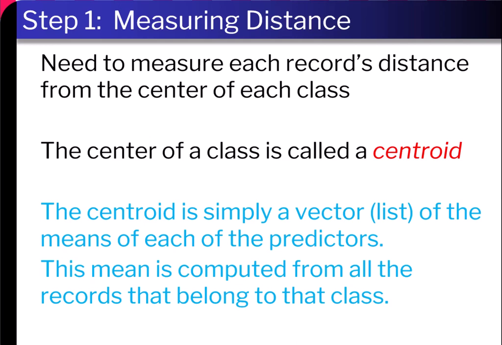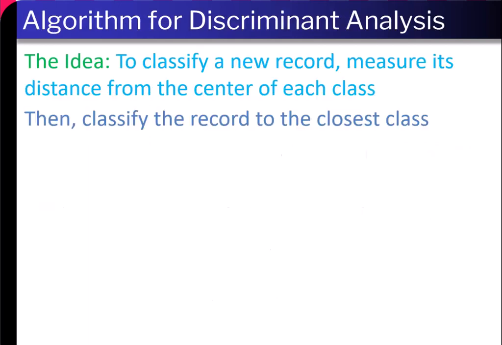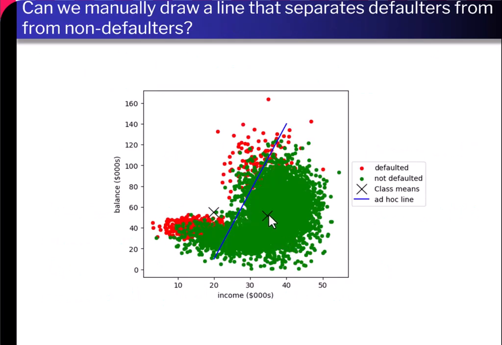This center is going to be called centroid. This centroid is simply a vector list of means of each predictor, and this mean is computed from all the records that belong to that class. So in my case, there are two predictors, income and balance. So there are going to be mean of income and mean of balance of red group and green group. So it's going to be 2 by 2 data.